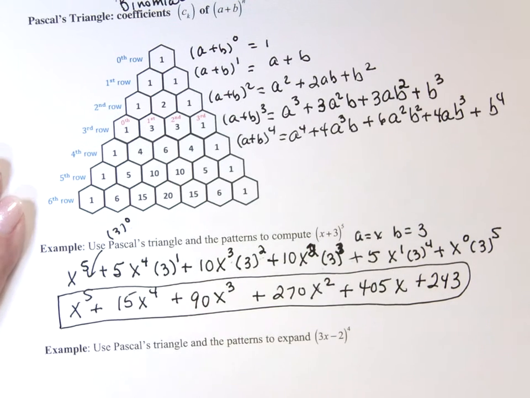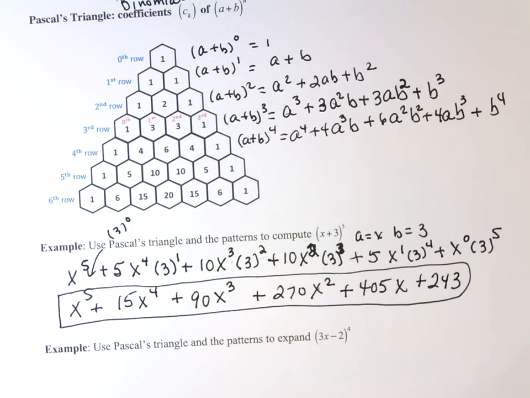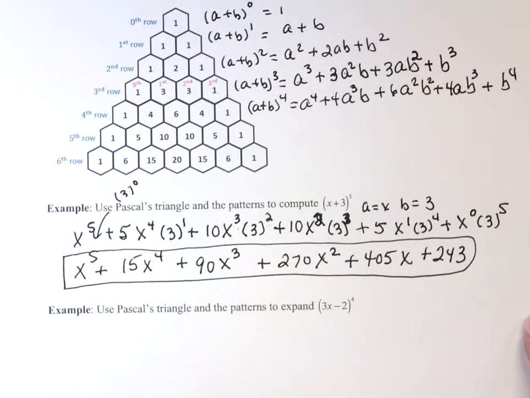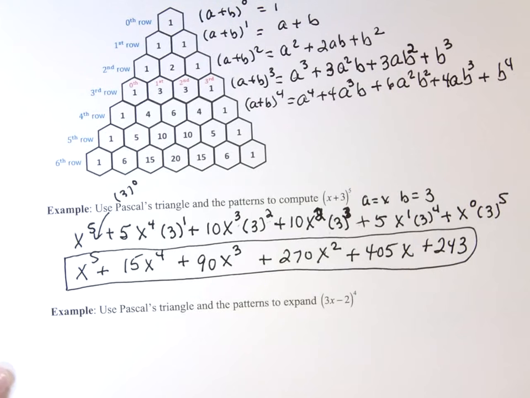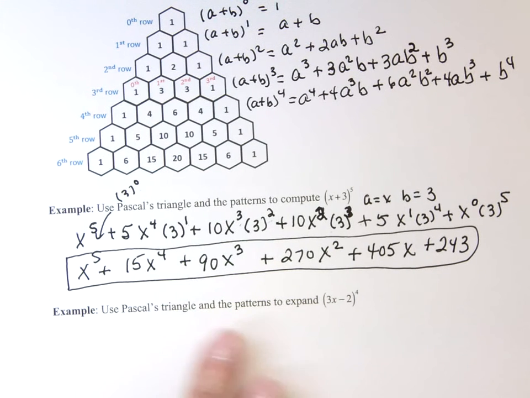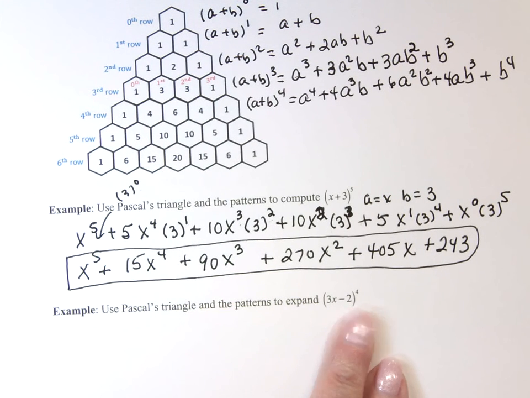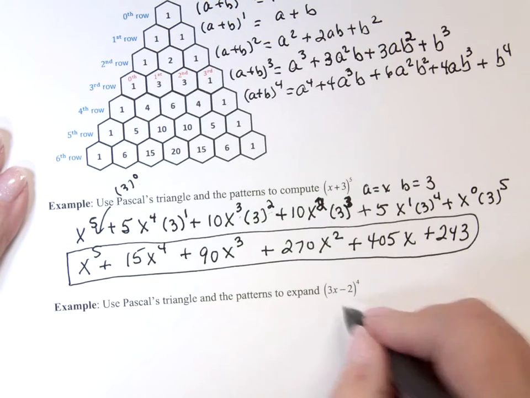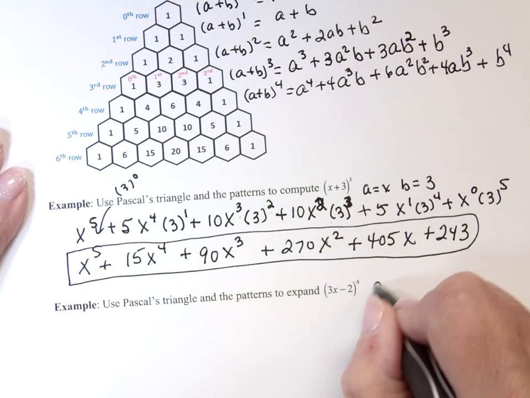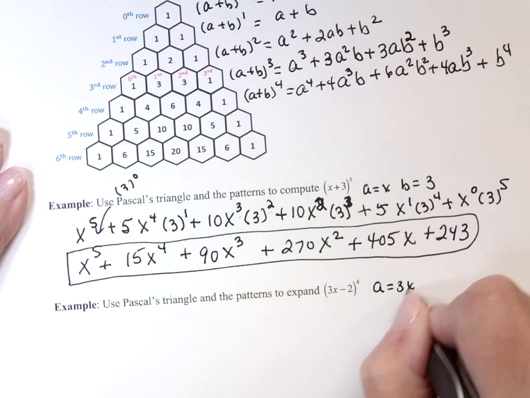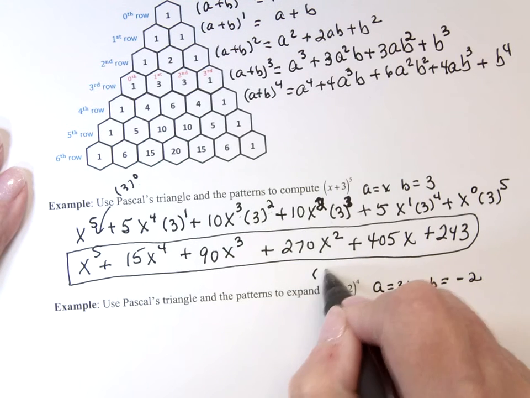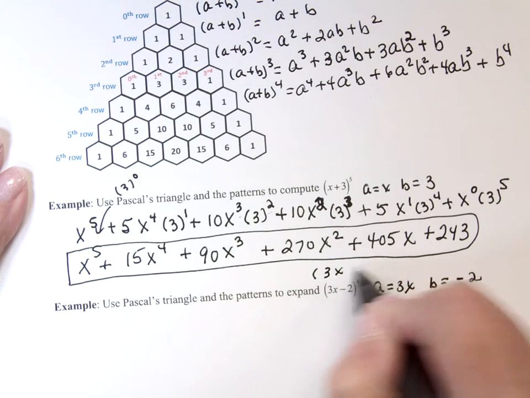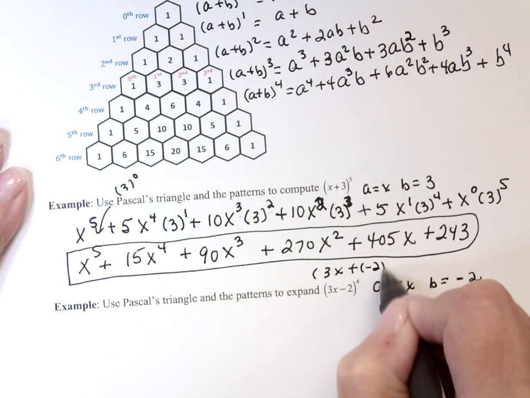It's using Pascal's triangle. Use Pascal's triangle and patterns to expand. We're now going to the 4th power. In this case, A is 3x and B is negative 2. So I'm looking at this as being 3x plus minus 2 to the 4th.